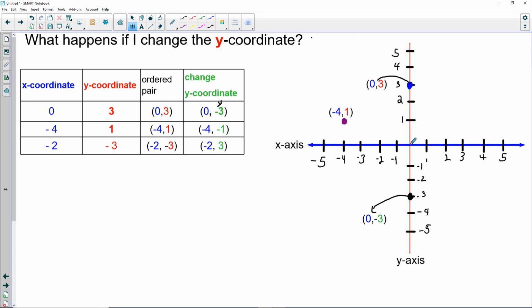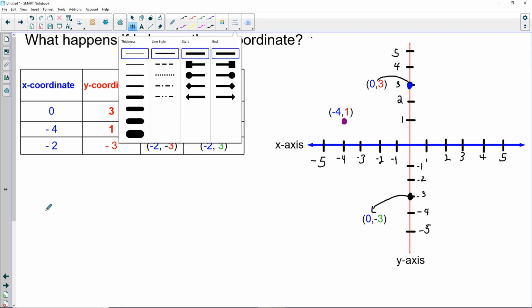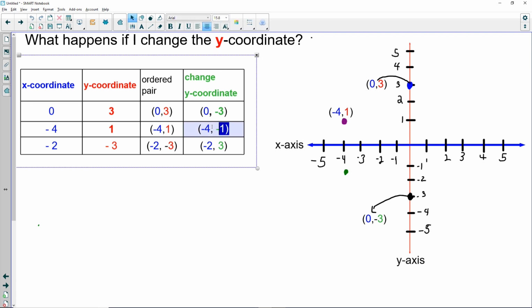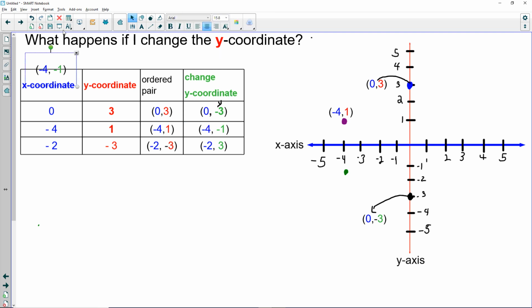We started at our origin. We are going to move to -4 on the x-axis and down to -1 on the y-axis. Let me make sure I have a green to show that. -4 to -1. Hopefully you all are recognizing the pattern that's happening. Let's label that point as well.